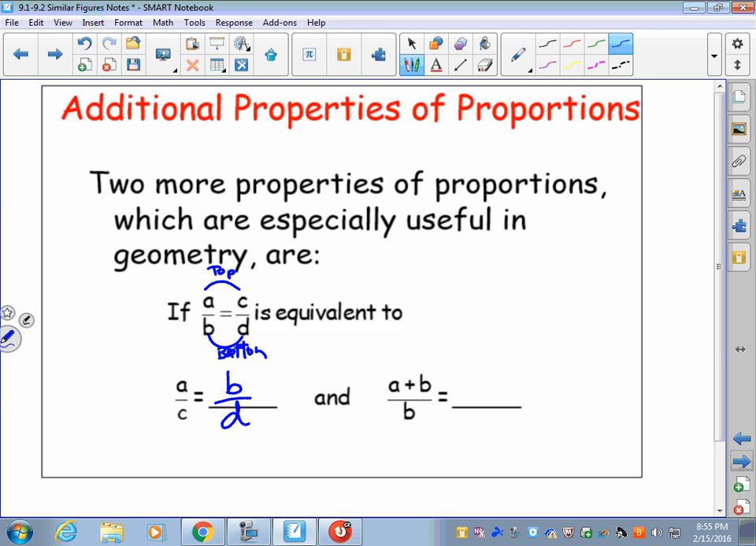So I'm hoping you recognize what's happening here. If I did a plus b over b, so basically I'm adding the denominator, the bottom part, I have to do that same thing to the other ratio. So this would be c plus d over d.